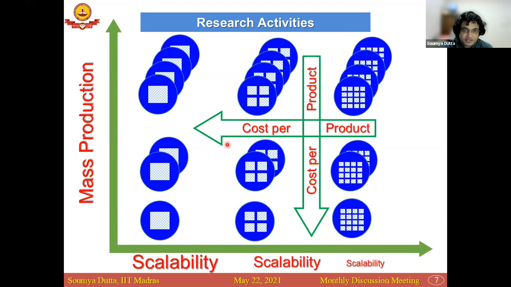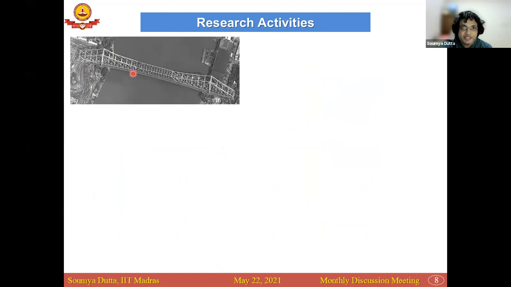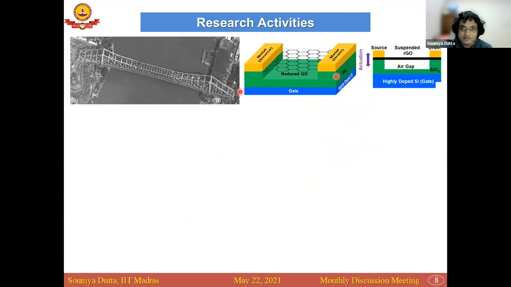It is not a single device that works, after which we can say we have achieved it. It's not like that, because we have to think about the future. So for example, this is a suspended bridge, a very well-known bridge, suspended between two pillars. The same structure we can make on a chip. If you think of graphene, it is just suspended between two pillars. It will look something like this.